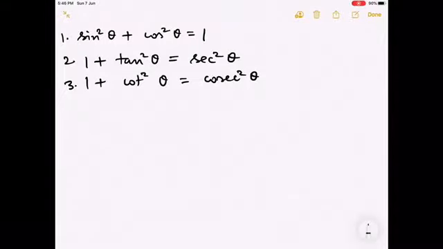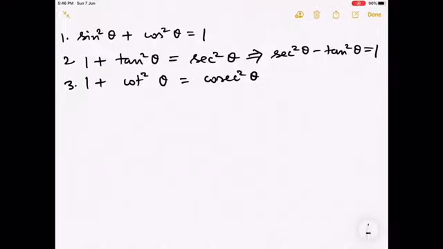In different textbooks you may find different iterations of these. For example, the second square relation in some other textbooks may be mentioned like this: sec square theta minus tan square theta is equal to 1. Now that is perfectly fine, because if we shift the tan square on the other side, it will become minus. So therefore the relation will become sec square theta minus tan square theta is equal to 1. So in a particular question, if you get sec square theta minus tan square theta, then instead of that you can write 1 there, and the same way the third relation can also be written as cosec square theta minus cot square theta is equal to 1.